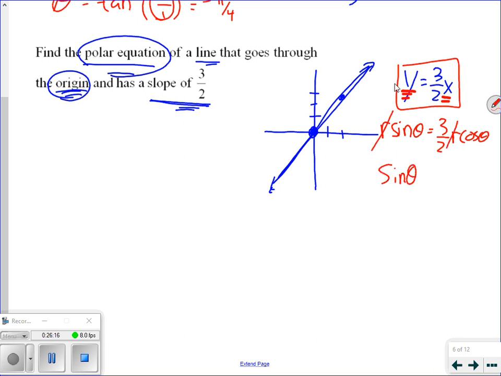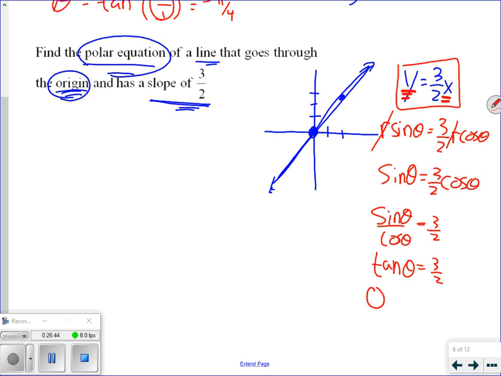But if you notice in this case, the r's just divide out. So we're left with sine of theta equals 3/2 cosine theta. Since I don't have an r, let's try to get theta by itself. So let's divide both sides by cosine. We're left with sine theta over cosine theta equals 3/2, and we know that sine theta over cosine theta is the same thing as tan theta equals 3/2. And lastly, if I want to get theta by itself, we can do tan inverse. So I get that theta equals the tan inverse of 3/2.